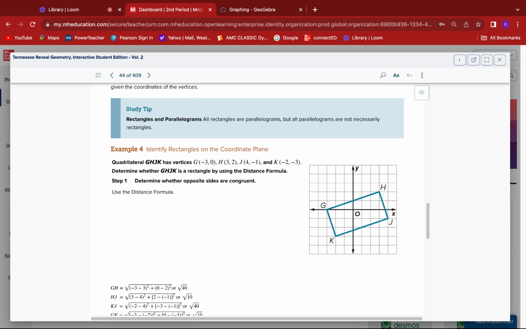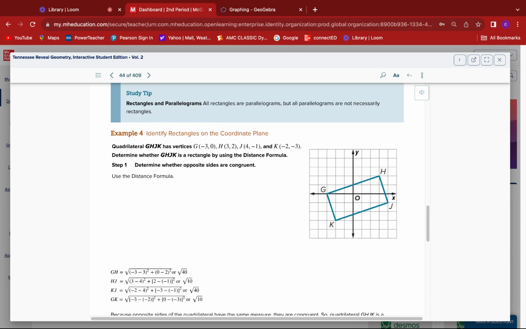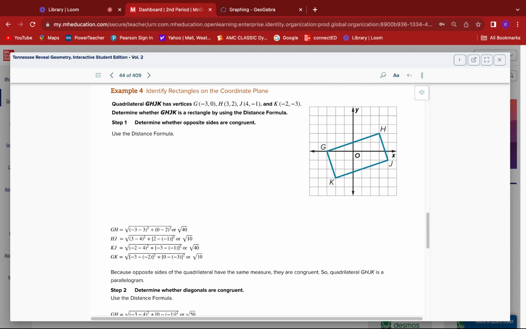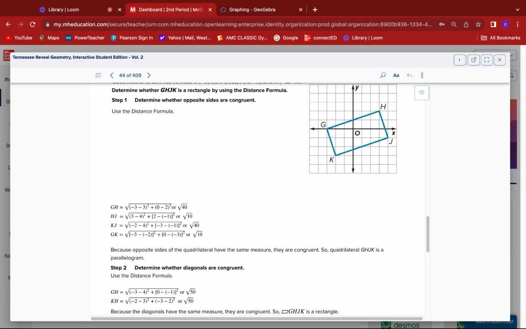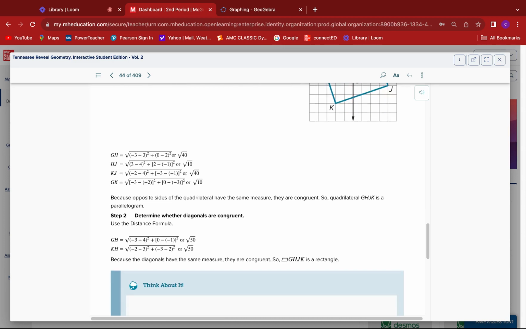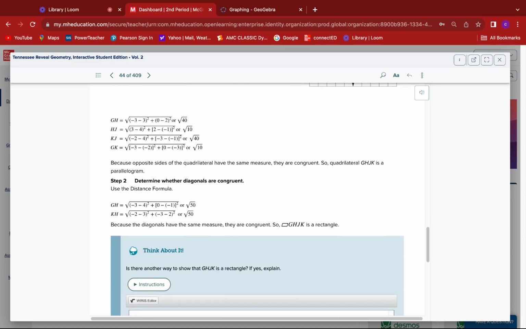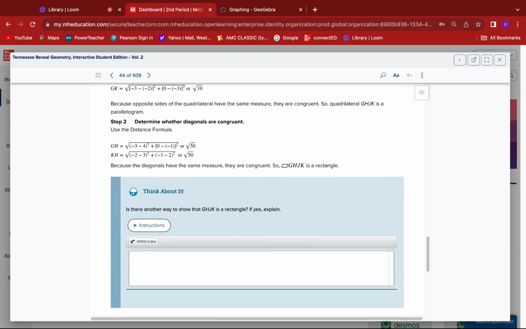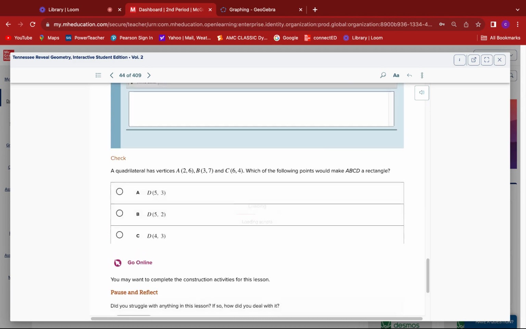All right, example number 4 on the next page. Looks like it's actually done for us. What are they doing here? They're trying to do the distance formula to prove that the opposite sides are congruent. Okay, so it looks like they did the distance formula for GH and KJ, and they were the same. They did the distance formula for GK and HJ. They are the same. All right, so opposite sides are congruent. So they're saying it's a rectangle. Oh, okay. All right, let's check.